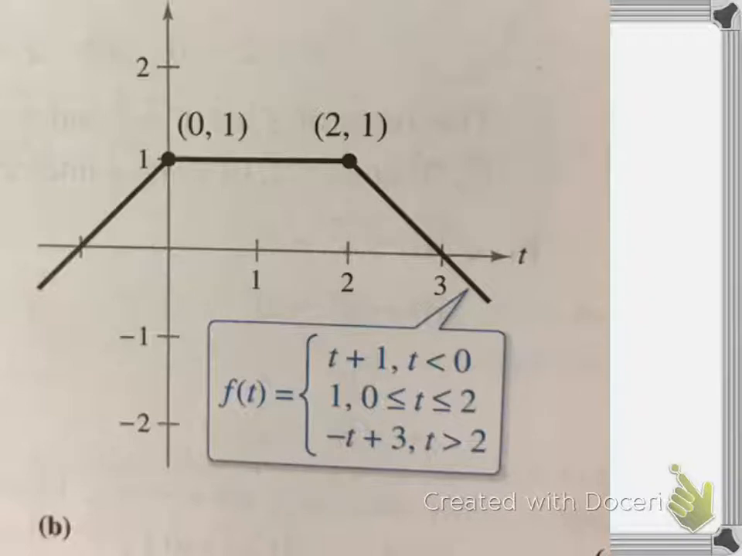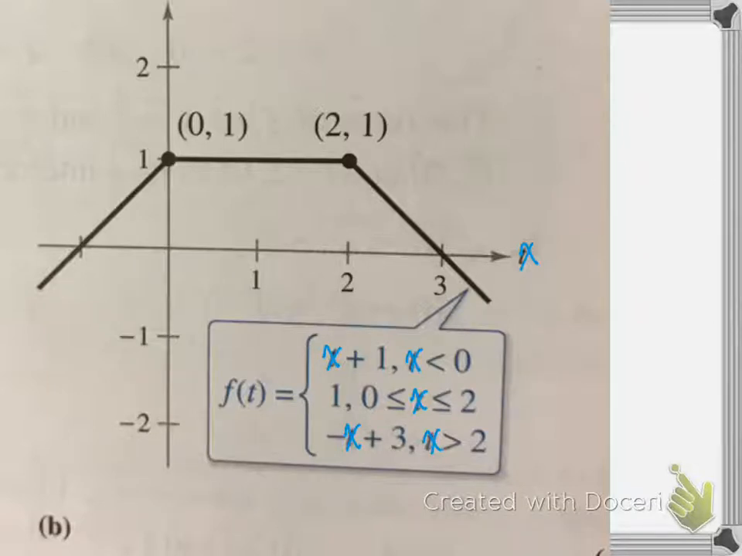Now, try not to let the t confuse you. What can I think of the t as? Can I think of the t as an x? Yes, I can. So don't let that confuse you a great deal. I'm still talking about domain and range based on input and output. In this situation, my input happens to be t.